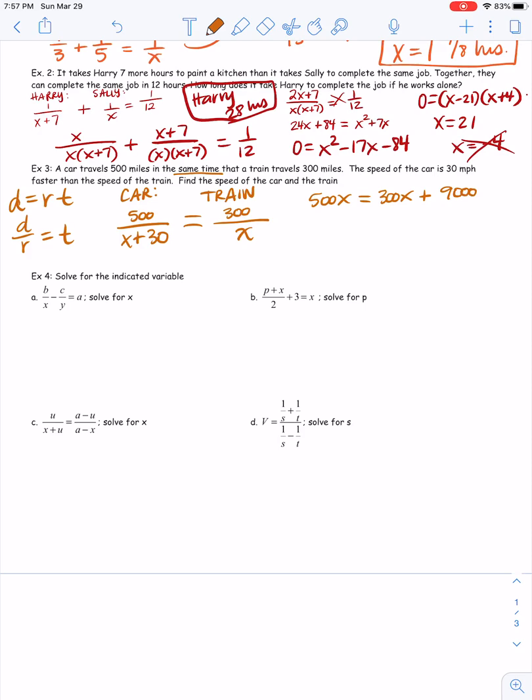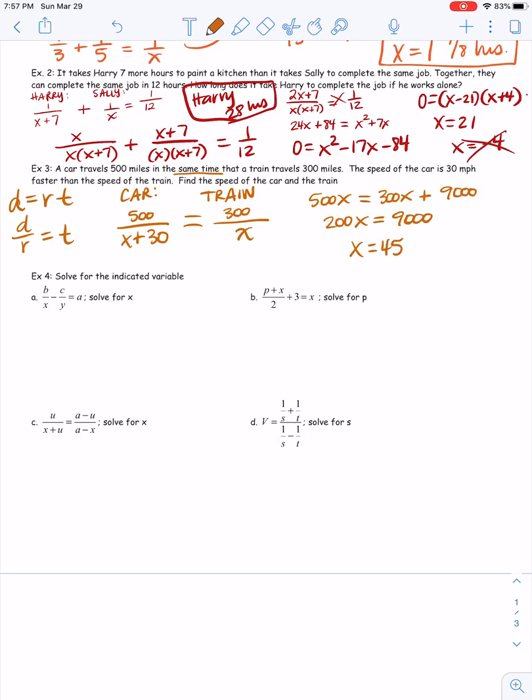I know you're thinking to yourself, oh my God, Miss Tricks, these are huge numbers. Calm down. We just got to solve for x now. Subtract, you get 200x equals 9,000. When you divide by that 200, those zeros are going to cancel out. x is equal to 45.